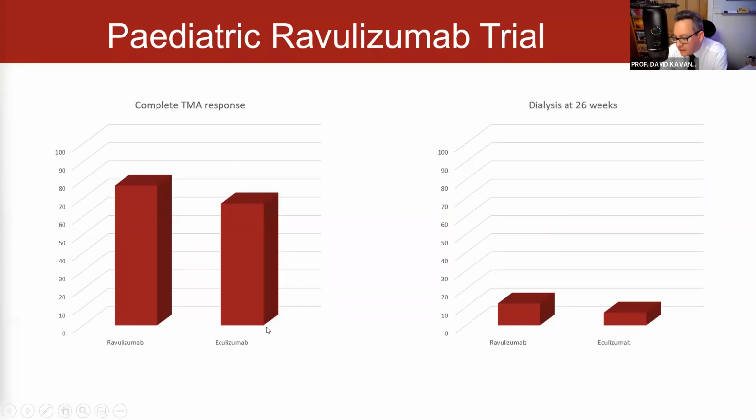This is the pediatric ravulizumab and eculizumab data, and actually the ravulizumab data for complete TMA response is better with ravulizumab, and about the same for dialysis at 26 weeks. So when we start looking at the pediatric population, the data looks comparable.